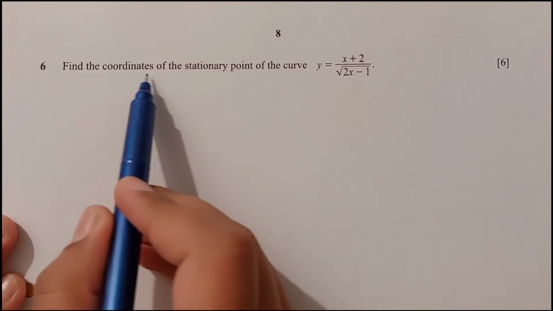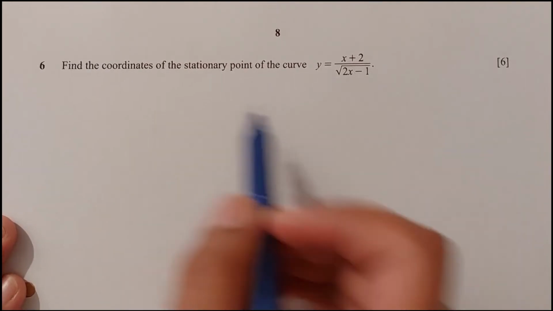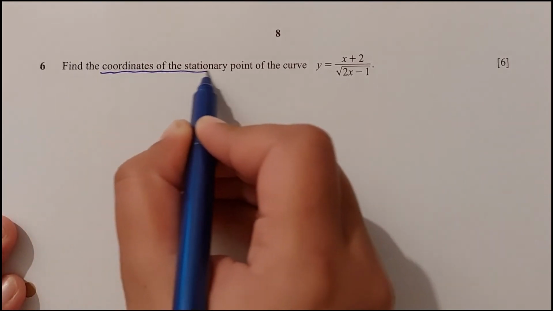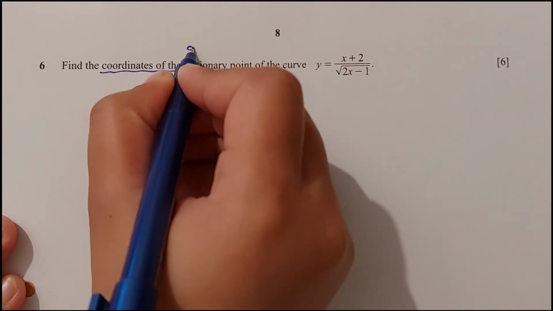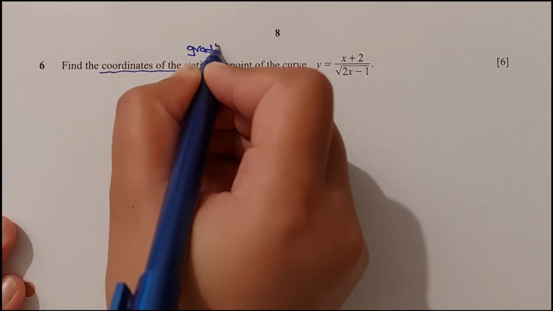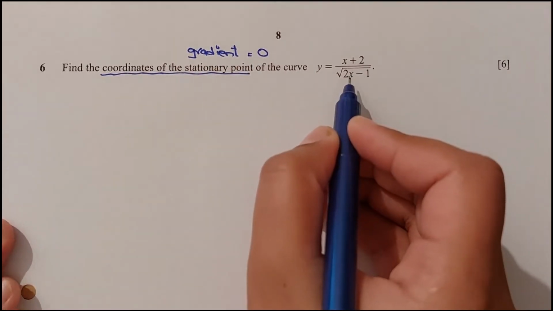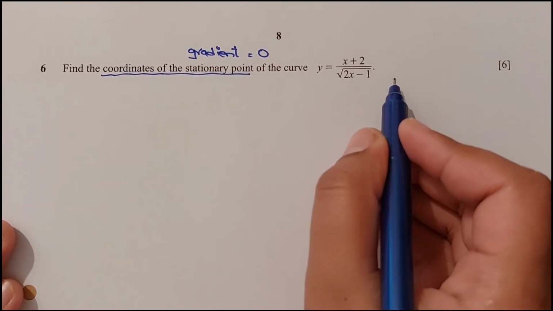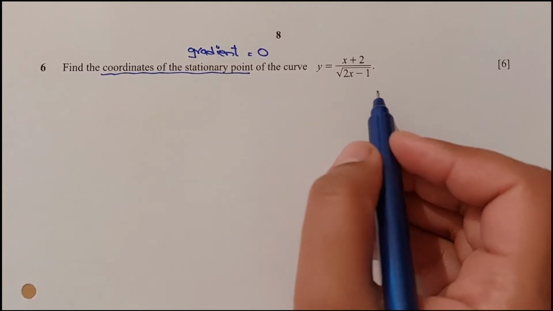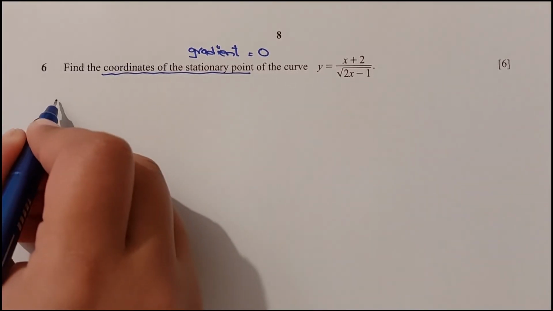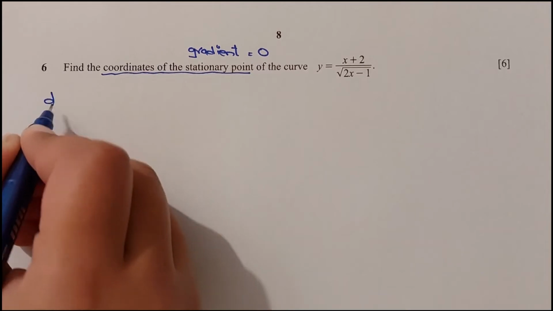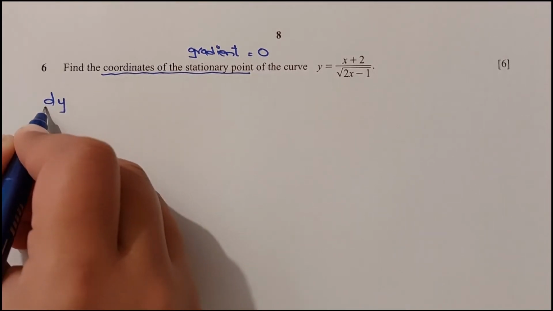Question number 6. Find the coordinates of the stationary points of the curve. So for the coordinates of the stationary point, we have to find the gradient of the curve and put it equal to 0. We will get the x coordinate, and putting the x coordinate back into the curve, we will get the y coordinate, right? So let me find the gradient. So the derivative we can do. So we can say dy over dx.